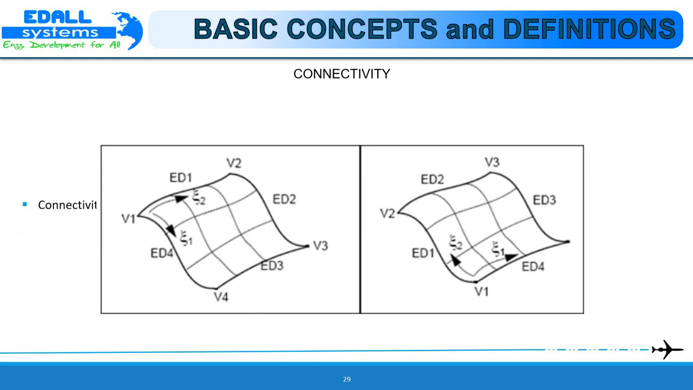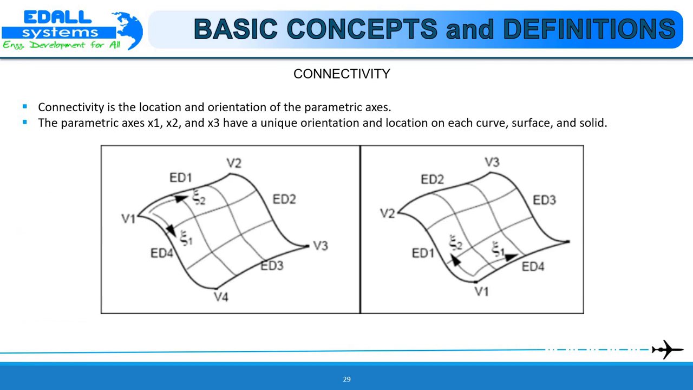Connectivity. Connectivity is the location and orientation of the parametric axes. The parametric axes x1, x2, and x3 have a unique orientation and location on each curve, surface, and solid. For example, the following two surfaces are identical but their connectivity is different. For a curve, there are two possible connectivity definitions. For a four-sided surface, there are a total of 8 possible connectivity definitions. For a tri-parametric solid with 6 faces, there are a total of 24 possible connectivity definitions in Patran, 3 orientations at each of the 8 vertices.